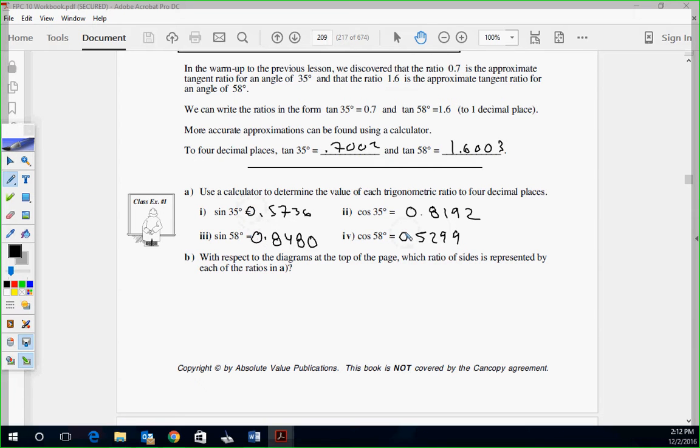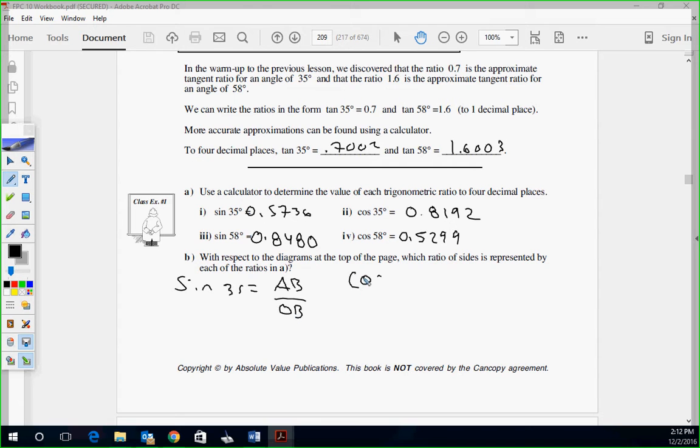Okay, with respect to the diagrams at the top of the page, which ratio of sides is represented by each of the ratios in A? So what they're saying is when you do sine 35, what would that be in terms of the picture? Sine of 35 above is side AB compared to side OB. I can't bring my picture up there, but can you see what I'm saying with the triangles there? So sine 35, opposite, is AB to OB, which is the hypotenuse.